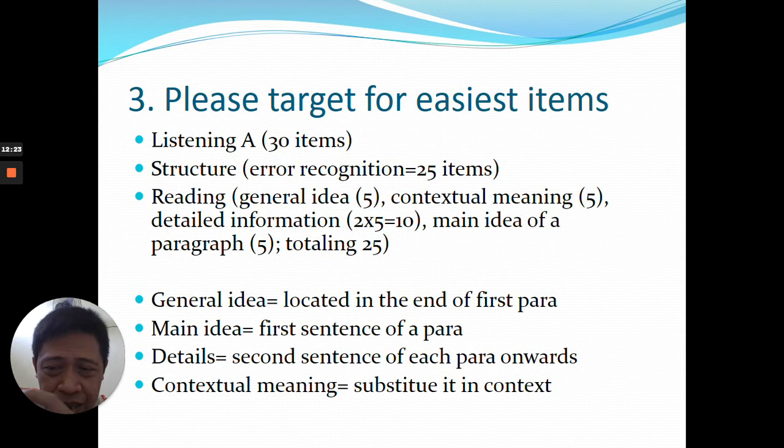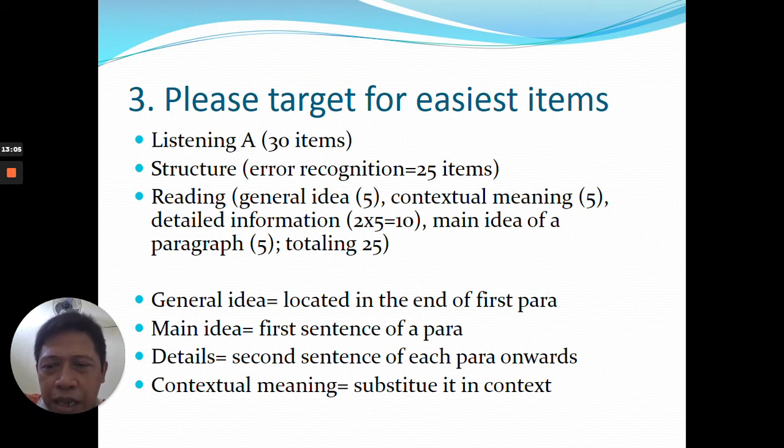That's the first tip. You need to familiarize yourself with the kisi-kisi, and then you need to be familiar with the test structure. Once again, kisi-kisi means the indicators, the contents of the test, and test structure is the main sections in the test: listening, and then structure, and reading comprehension.